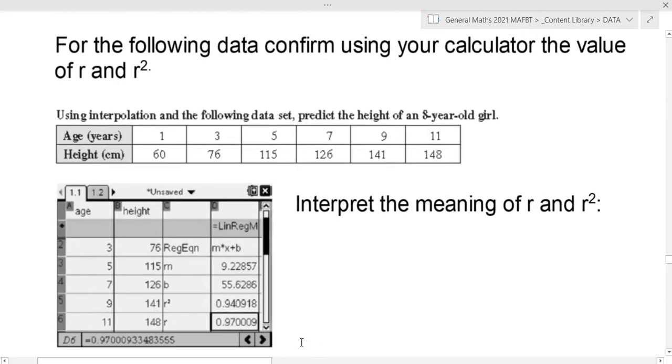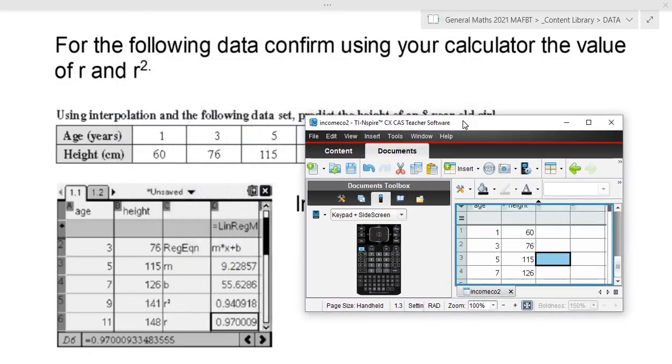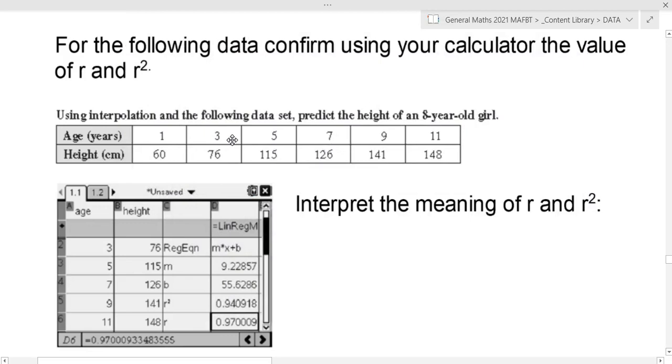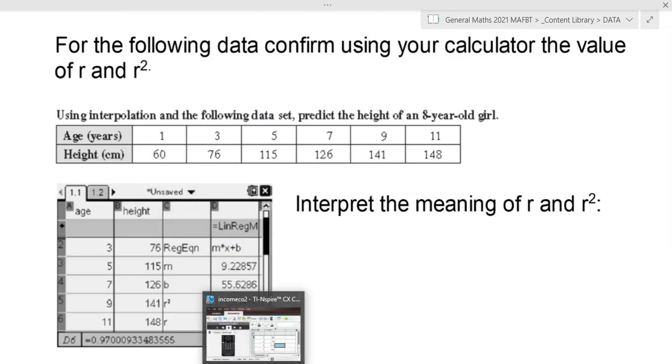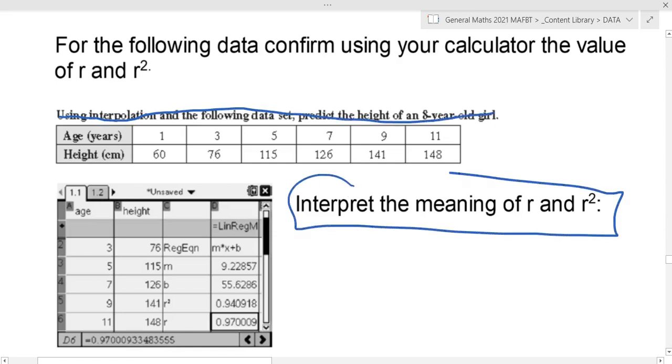So if you've already familiarized yourself with the calculator, you should know how to put this all in the CAS. I've already done it prior, but you've got age and height. Make sure you've got the correct values in your CAS when you do this. We're just going to ignore this question here. I want us to just focus on this. So we're just going to interpret.